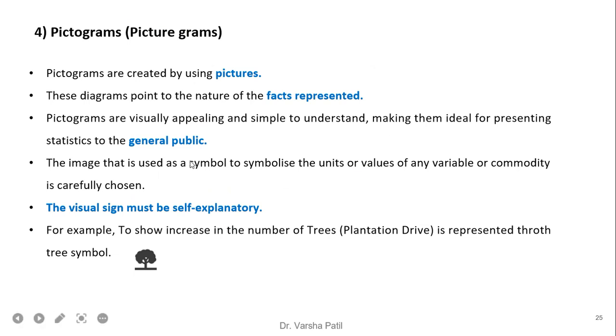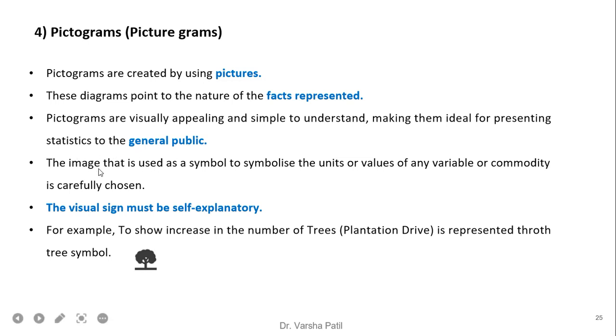Fourth is pictogram or pictograms. Pictograms are created by using pictures. These diagrams point to the nature of the facts represented. Pictograms are visually appealing and simple to understand, making them ideal for presenting statistics to the general public.